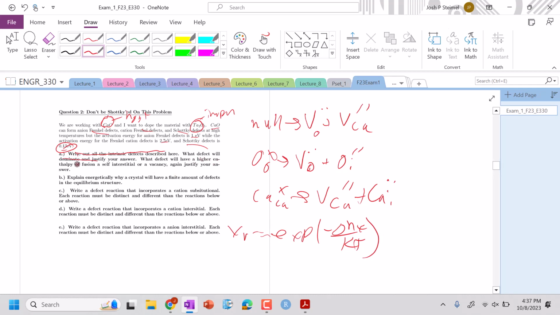What defect will have a higher enthalpy of formation, self-interstitial or vacancy? Self-interstitial. Why? It's going to have a higher enthalpy of formation. Plus, it's harder to fit a self-interstitial in than to just remove an atom to make a vacancy.